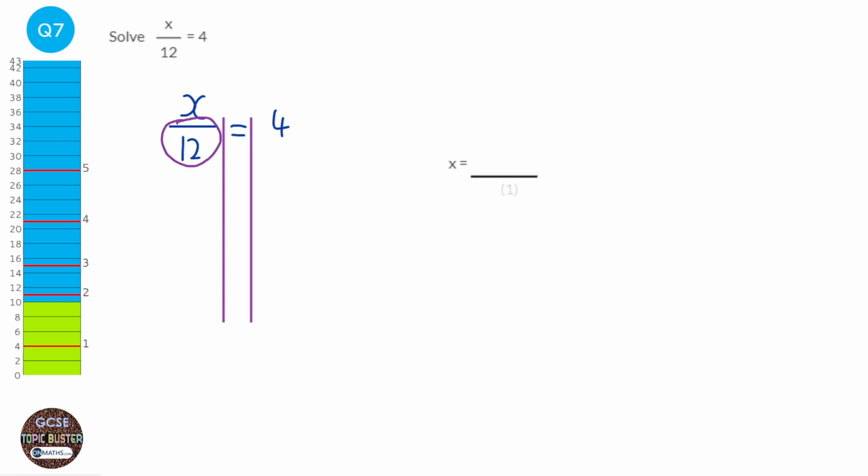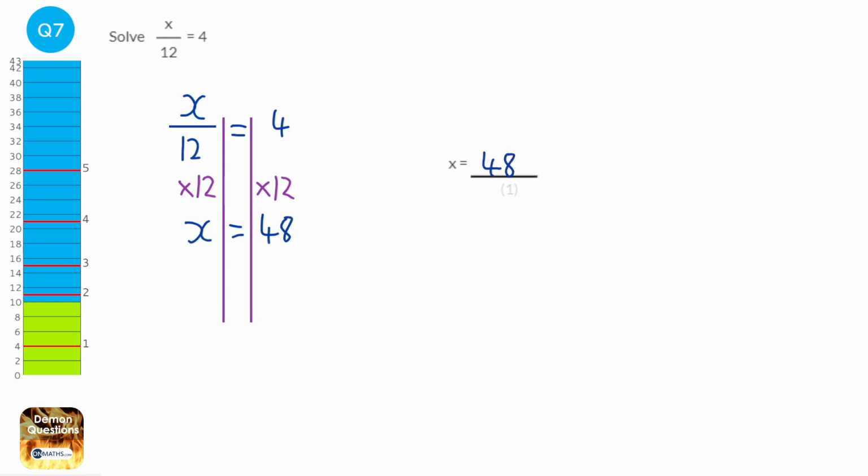What's stopping x from being on its own? This over 12. What does over 12 mean? Well, it means divide by 12. So how do we get rid of it? Well, we do the opposite, the inverse of divided by 12. What is the opposite of divide by 12? Times 12. Now these lines show us that whatever we do on the left-hand side, we have to do on the right-hand side. So we have to times 12 both sides. So on the left-hand side, we're left with x. On the right-hand side, we do 4 times 12, which is 48. So our solution is x equals 48.